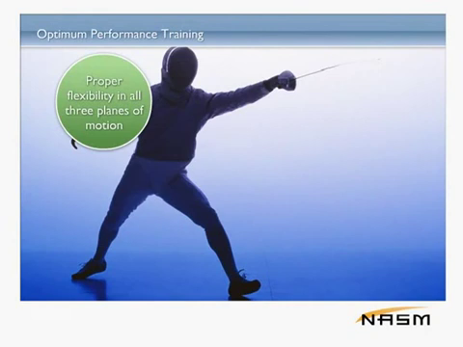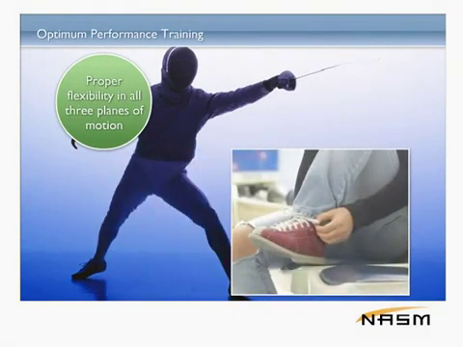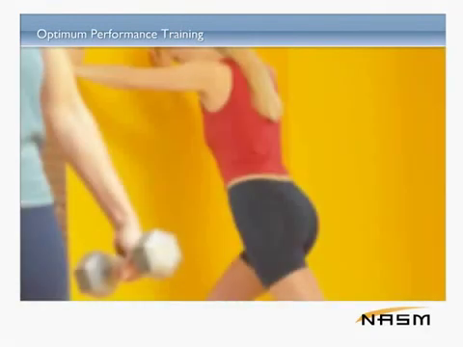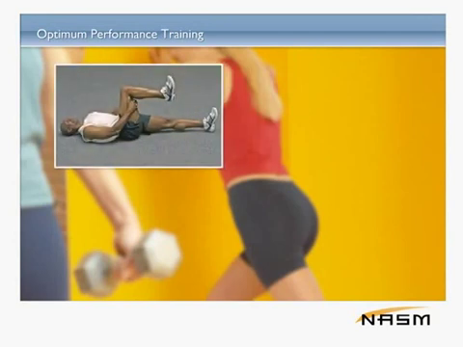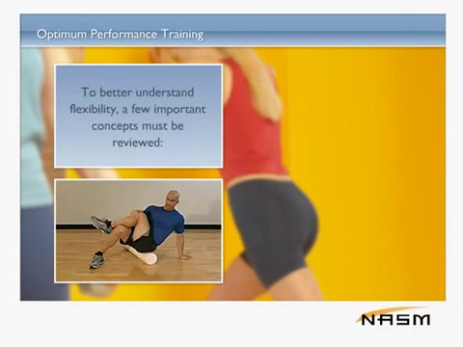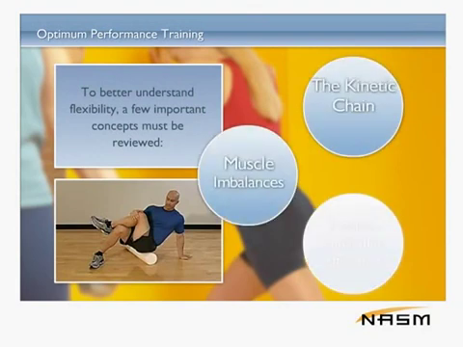This allows for the movement needed to perform everyday activities effectively, such as bending over to tie shoes or reaching in the top cupboard for dishes. Flexibility training must be a multifaceted approach, which integrates various flexibility techniques in order to achieve optimum soft tissue extensibility in all planes of motion. To better understand integrated flexibility, a few important concepts must first be reviewed. These include the kinetic chain, muscle imbalances, and neuromuscular efficiency.